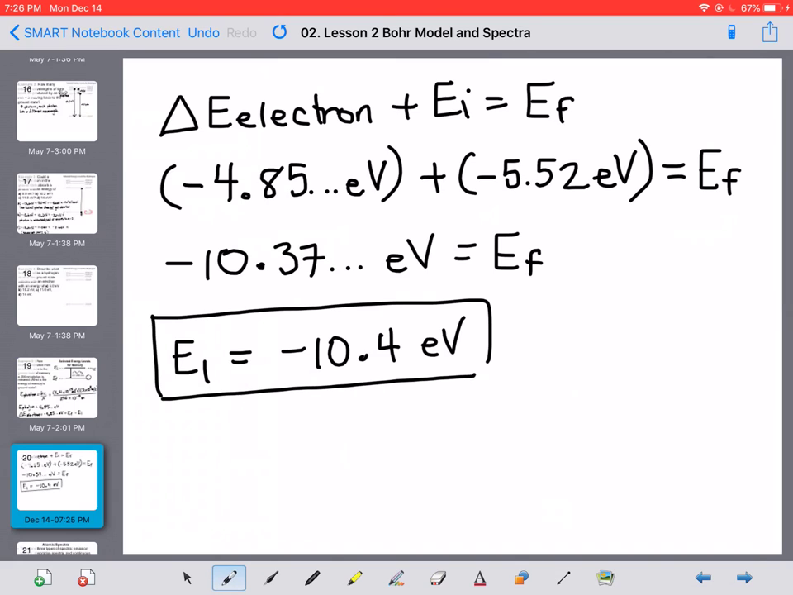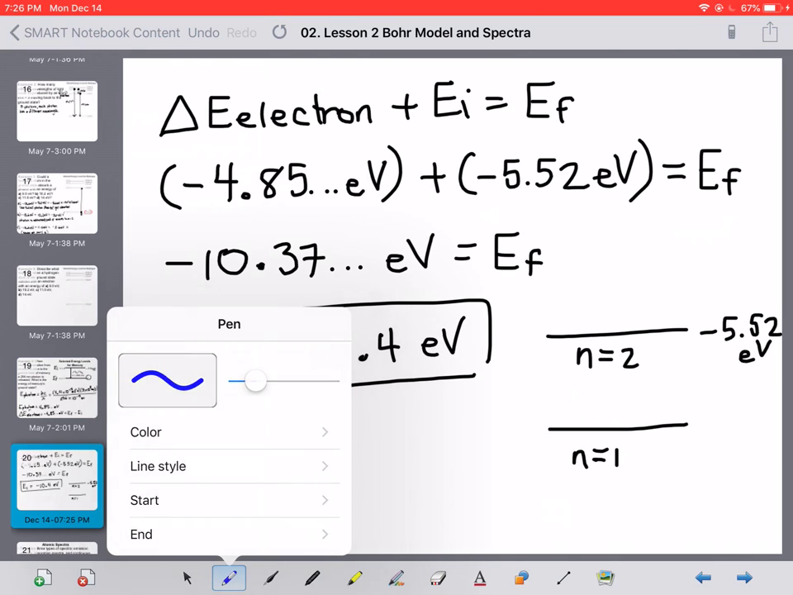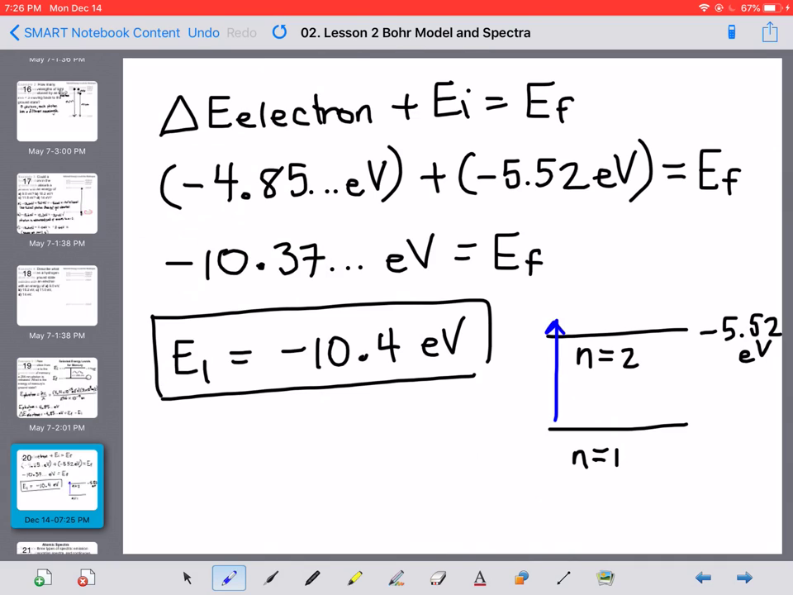Now, one thing that you always want to check, just to make sure that you haven't messed up a negative somewhere: if we have our two energy levels, so this is n equals 1, and this is n equals 2, n equals 2 was at negative 5.52. As we go up to higher energy levels, our energy levels should be getting closer to 0. So just double check that that's correct. Negative 10.4, we go up, we get negative 5.52. Negative 5 is closer to 0 than negative 10, so that means that we've done this question properly.